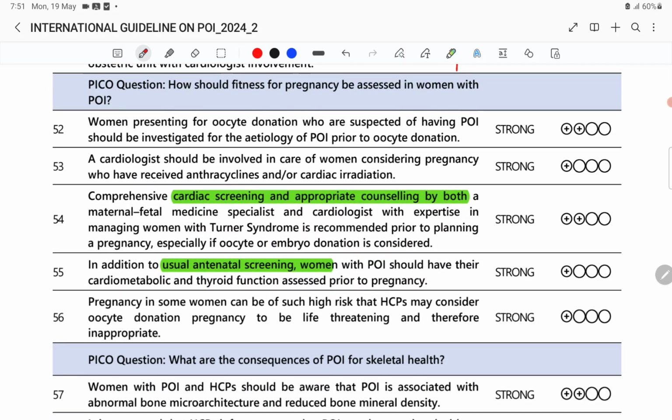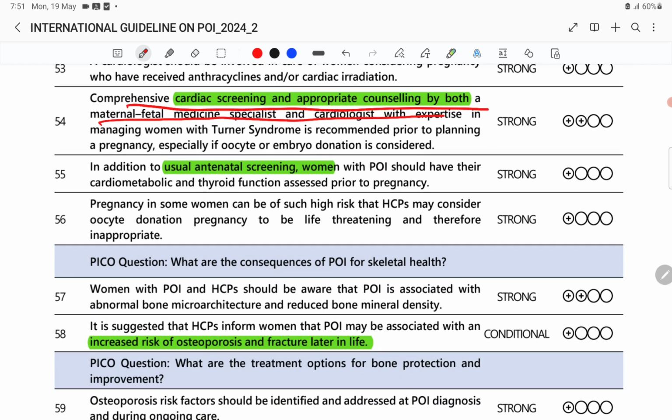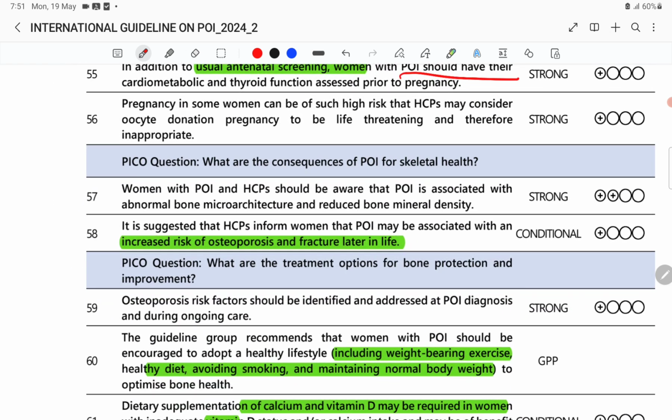Okay. Comprehensive cardiac screening and appropriate counseling, both maternal and fetal medicine, should be done. Along with the usual antenatal screening, women with POI should have their cardiometabolic and thyroid functions assessed prior to pregnancy. Now, what are the consequences?